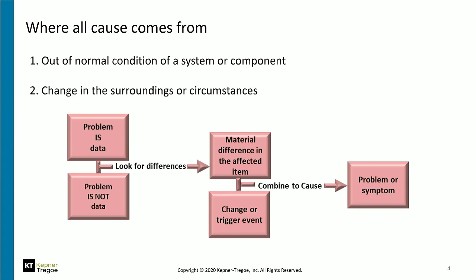One is that difference in the affected item and some kind of change or trigger event. That's what you're looking for to explain why the particular problem or symptom has arisen. So out of normal condition of a symptom or component, change in the surroundings or circumstances are the clues you're looking for in every case. And you know that. You're used to looking for changes, you're used to looking for differences. Now, some stuff that can get in the way is worth discussing.